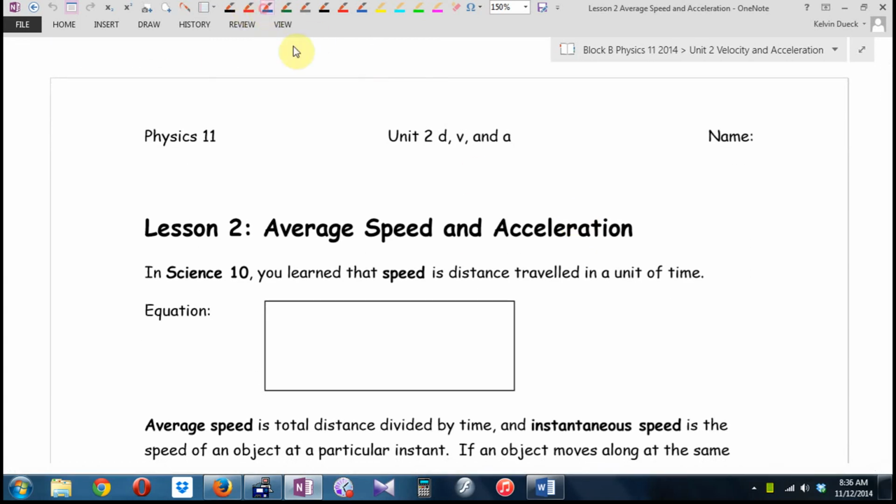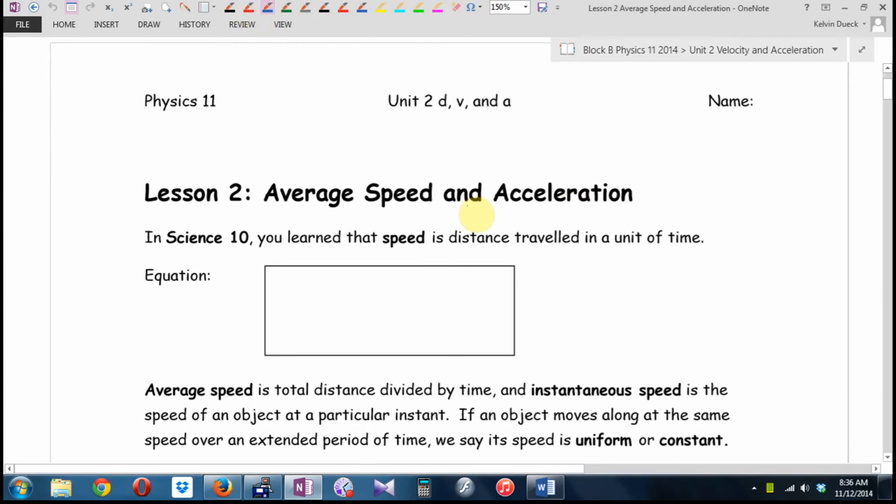So let's start. Lesson 2, average speed and acceleration. And what we're going to try and do is start out with something that we know and understand and see if we can build that into a better understanding of the universe.